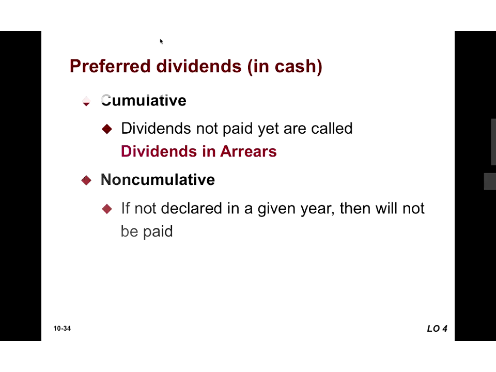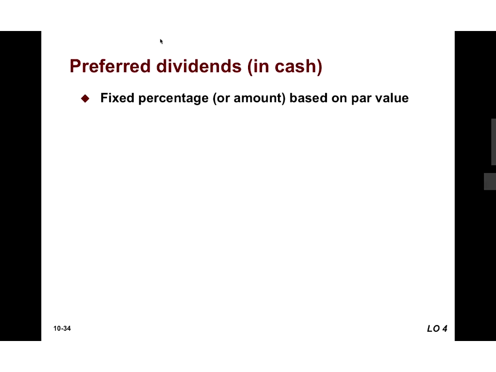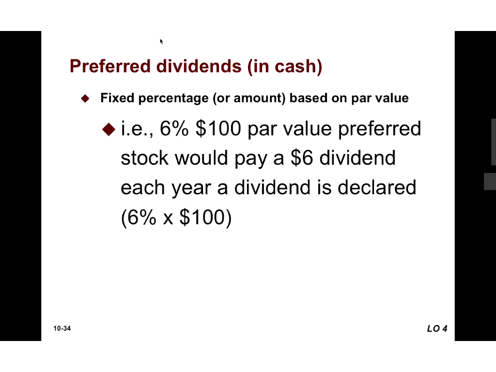Okay, and my next slide shows you that. So, for example, you can have 6%, $100 par value preferred stock, which would pay a $6 dividend every year if a dividend is declared. How we do that: preferred stock will have a percentage and a par value. So to get the preferred stock dividend, you take the percentage times the par value.